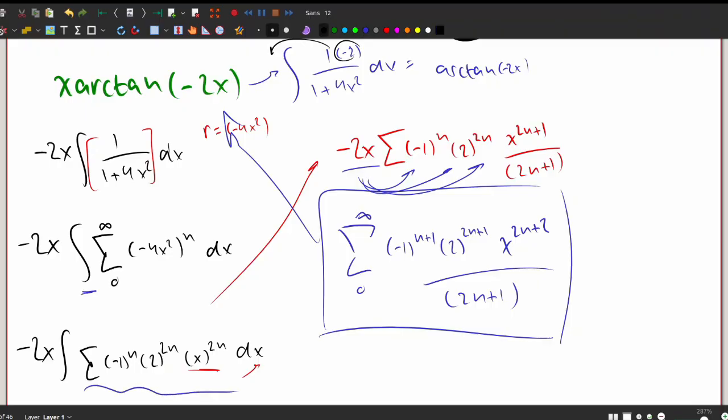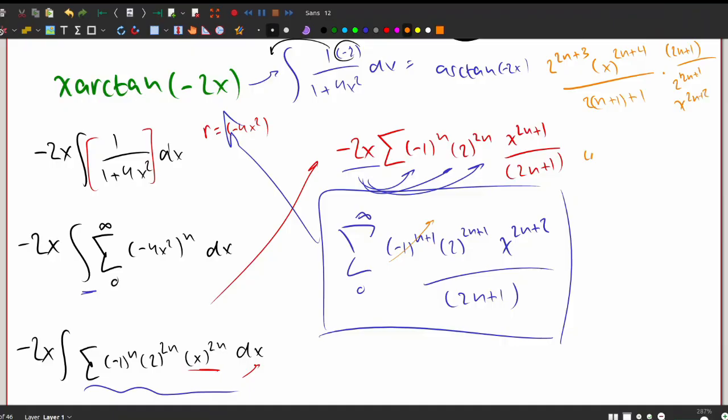Finally, let's find the interval and radius of convergence using the ratio test. So when we're using the ratio test, we can just ignore the -1 term, and I'm going to write this as 2 to the 2n plus 3, x to the 2n plus 4 over 2n plus 1 plus 1. Now we're going to multiply this by 2n plus 1 over 2 to the 2n plus 1 and x to the 2n plus 2. Let's write out the important components.